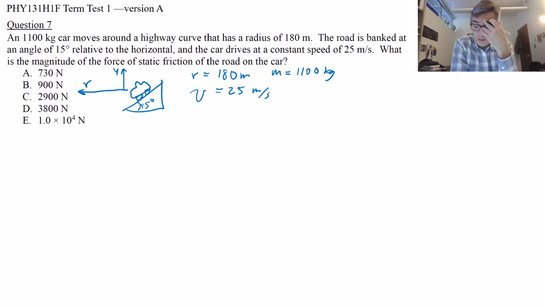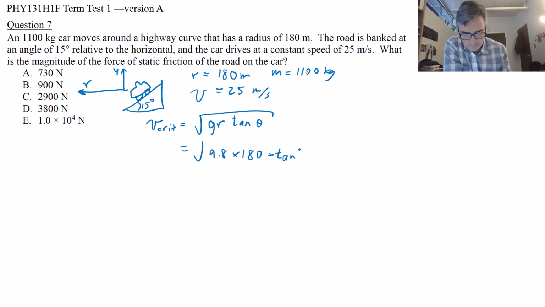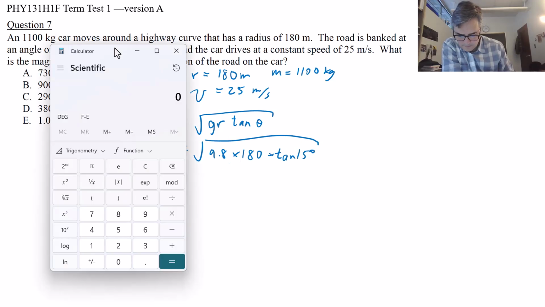So normally the static friction is 0 if it's at this critical speed. Remember this, I've got in my equation that the v critical is equal to the square root of g times the radius times the tan of that banking angle. So I'm a little curious of what that is. 9.8 times 180 times the tangent of 15 degrees.